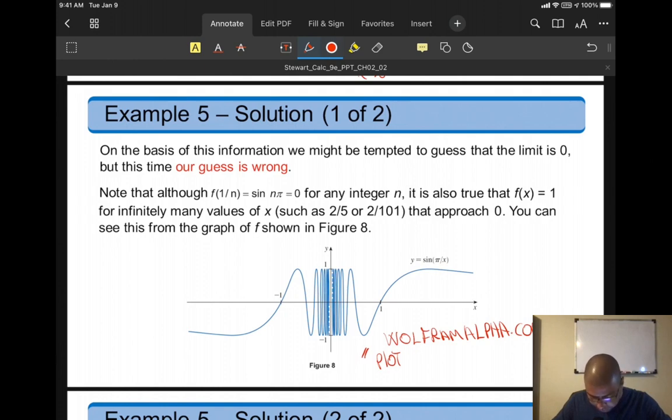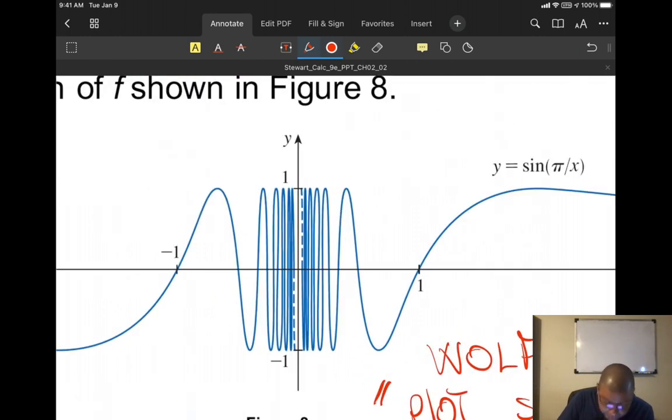Type in the box. Type plot sine pi divided by x, and you're going to see that it's going to plot this very ugly looking graph, and there's no limit, because depending on what you choose, right? Like if I zoom in, we were being unlucky and we were choosing all of these points here, right? And they are all 0. But if I choose something that's very, very close to 0, I can still have something that equals 1, or I can still have something that equals -1. Right? There's no one value that the f approaches as I get closer and closer to 0.